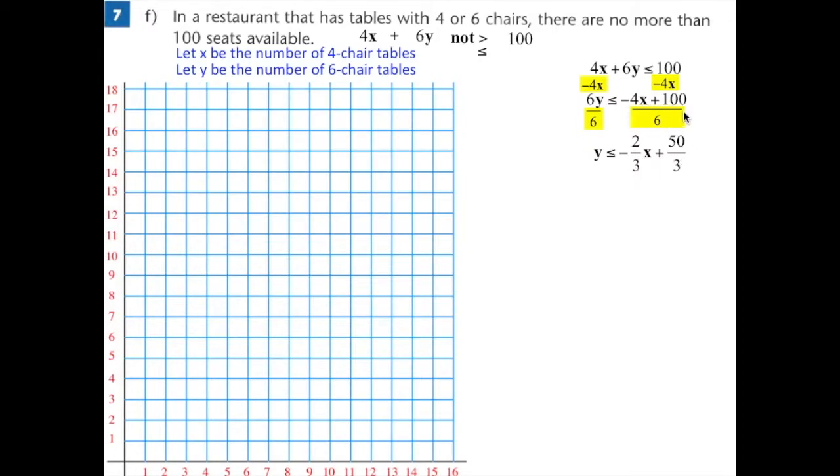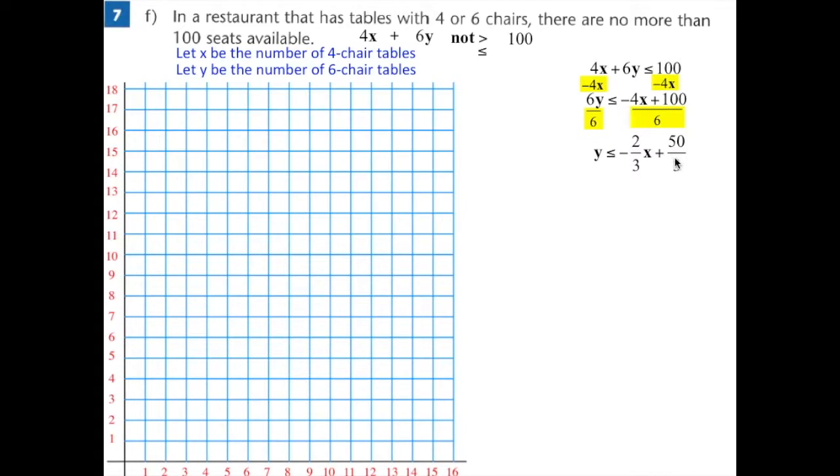Plus 100 over 6. Divide the top and bottom by 2, because 2 goes into 100 and 2 goes into 6, and that gives us 50 over 3. 3 does not go into 50 evenly, so I'm not going to reduce that any further. That's it. So we have 50 over 3.